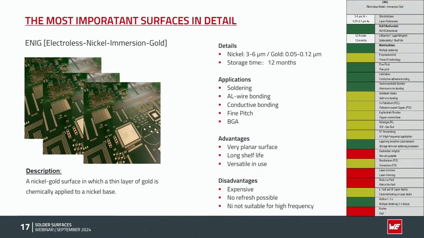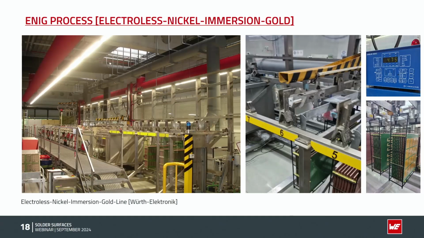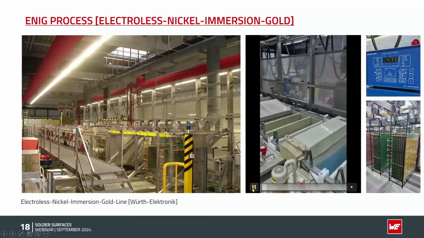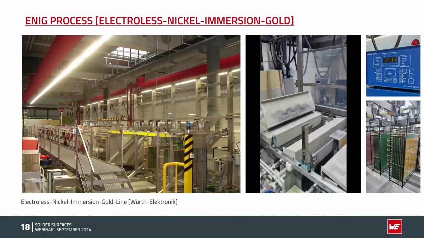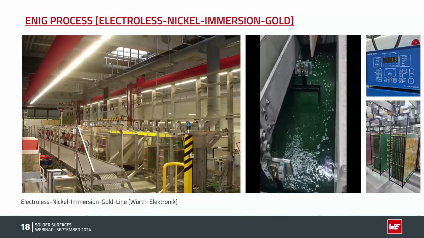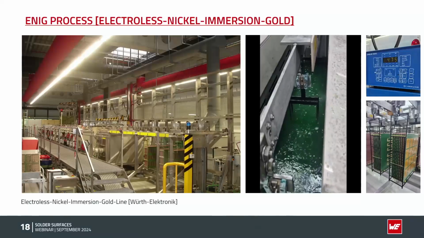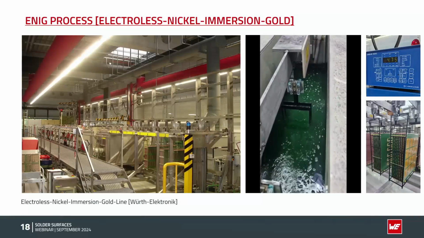Okay, now let's have a look at the process for the application of Electroless Nickel Immersion Gold. On the left hand you can see the line we have in our plant in Niedernhall, and on the right side at the bottom you can see the racks where the production panels are placed for the process. And we also have a small video. Along the process here, you can see bubbles. This comes from the nickel deposition process.